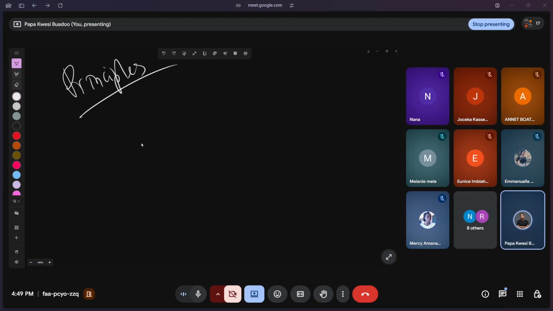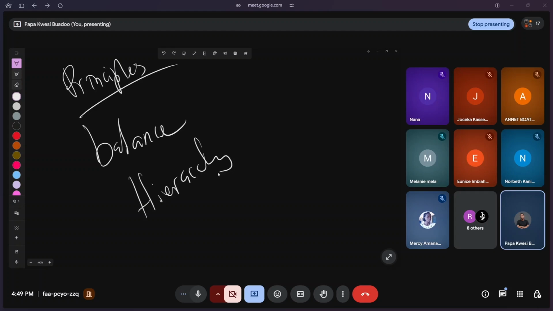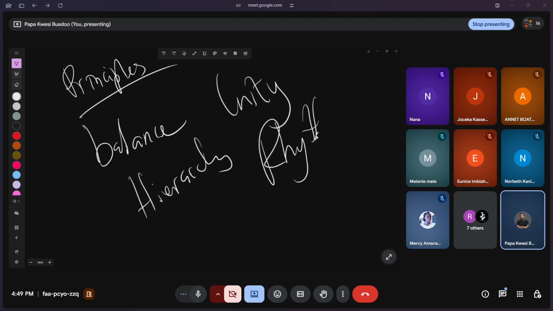And one of the most important ones we are going to look at is balance, hierarchy, and then unity. There's balance, there's hierarchy, there's unity, there's rhythm, and so on and so forth. Okay, so let's look at hierarchy.